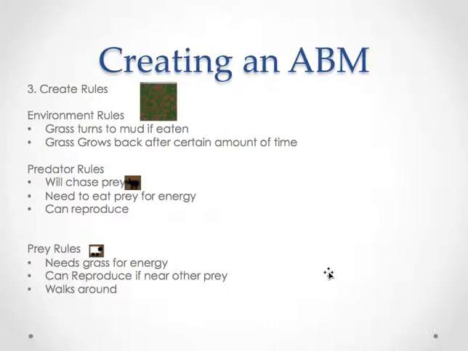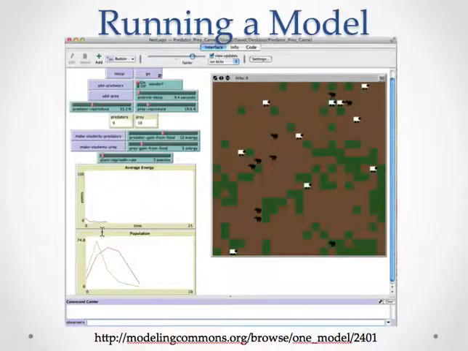They've got similar but slightly different rules. Instead of eating other animals for energy, they get energy from the grass. They eat grass, and they can reproduce if they're near other sheep. And these don't chase anything; they just walk around. So these rules are code in your agent-based model, and you can change them. They can be slightly different. Perhaps you want the prey to run away or whatever. And so when you run a model, this is what it might look like for one that we designed.